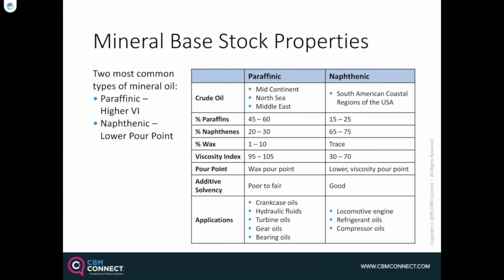Refrigeration oils: naphthenic oils have very low pour points and cloud points, so they're used in some refrigeration oils, and some are still being used as compressor fluids. A lot of those are being switched from a naphthenic to a synthetic now. But over here on the left, when you look at the applications for the paraffinic oils, that's what we think of when we think of crankcase oils, engine oils, hydraulic oils, turbine oils if any of you are in the power industry, gear oils, bearing oils. All those are part of the paraffinic base oil. That's what's used as a base stock.